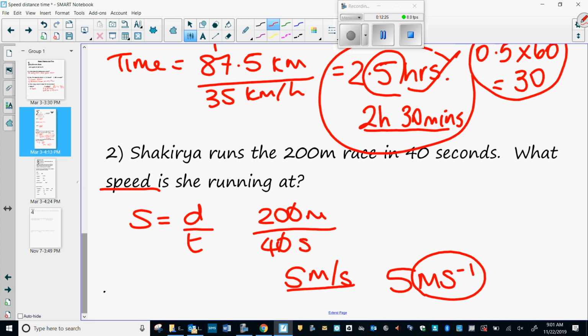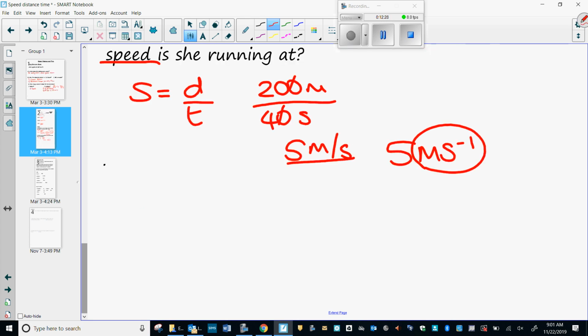Now we've done index laws, haven't we? We know that this means meters divided by seconds. We know that if something's on the bottom, it's got a secret power of minus 1. So that's m s to the minus 1, same thing. So it all works together.